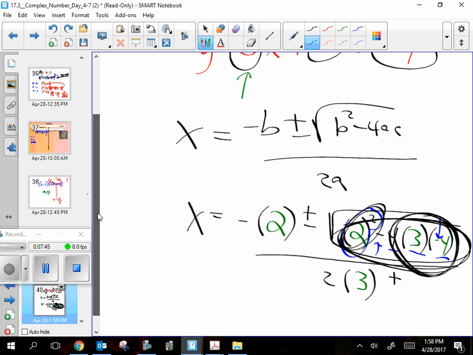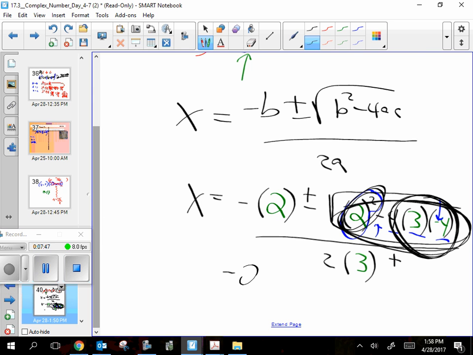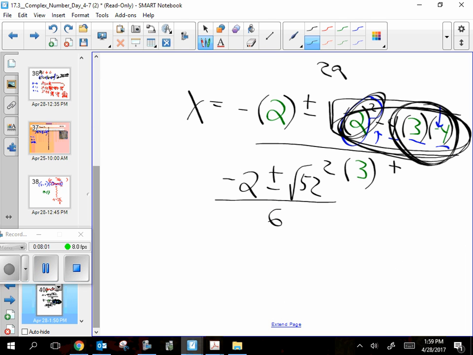So final answer, and this is kind of nice, you do not have to figure out the square root of 52. Because why? Because it isn't one of the perfect squares. And then how do I finish? What's on the bottom? 6. This might be the messiest looking answer you have ever given, but that is a correct answer. It's messy looking, but you don't have to figure out any further than that.